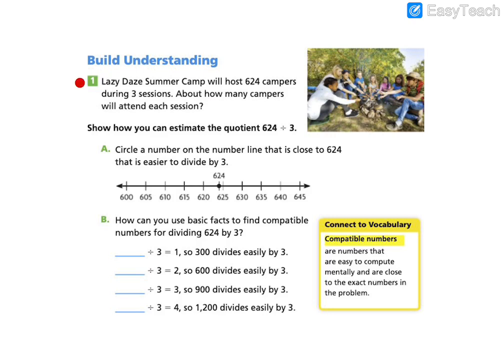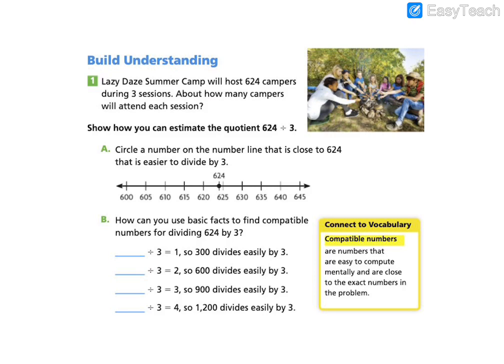Number 1, Lazy Days Summer Camp will host 624 campers during 3 sessions. About how many campers will attend each session? Show how you can estimate the quotient 624 divided by 3. Circle a number on the number line that is close to 624 that is easier to divide by 3. Let's go ahead and take a look at section B first, and then we'll come back to A.